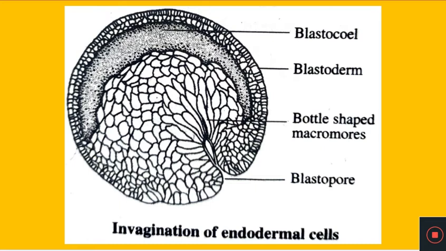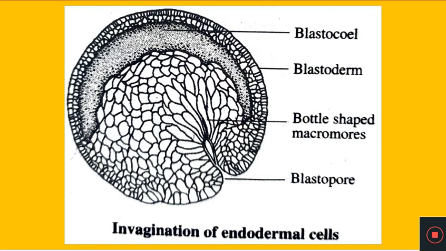Now, there are three types of movements which are involved in gastrulation in frog. First one is called invagination. Second one is called involution. Third one is called epiboly.